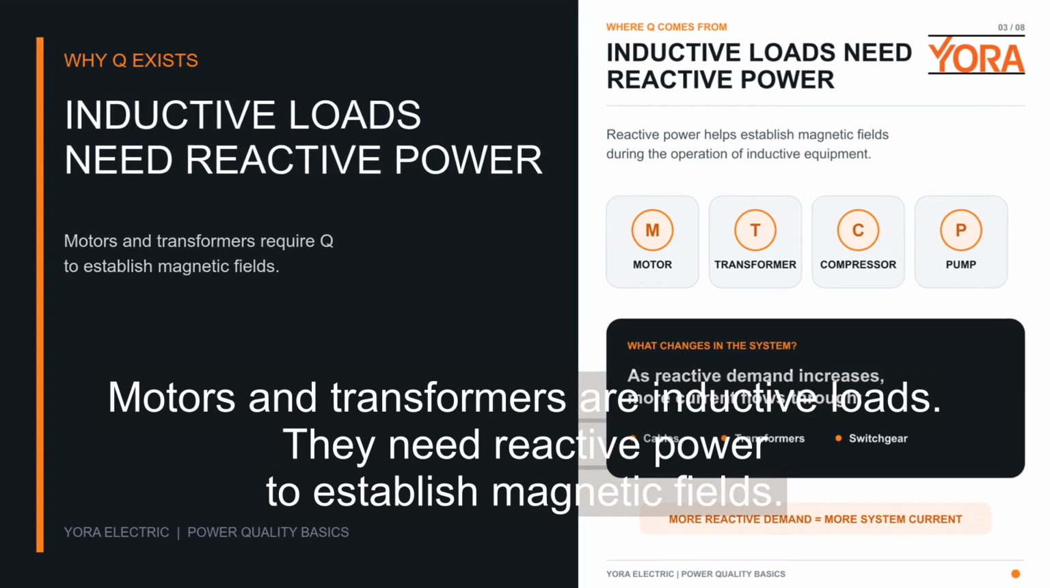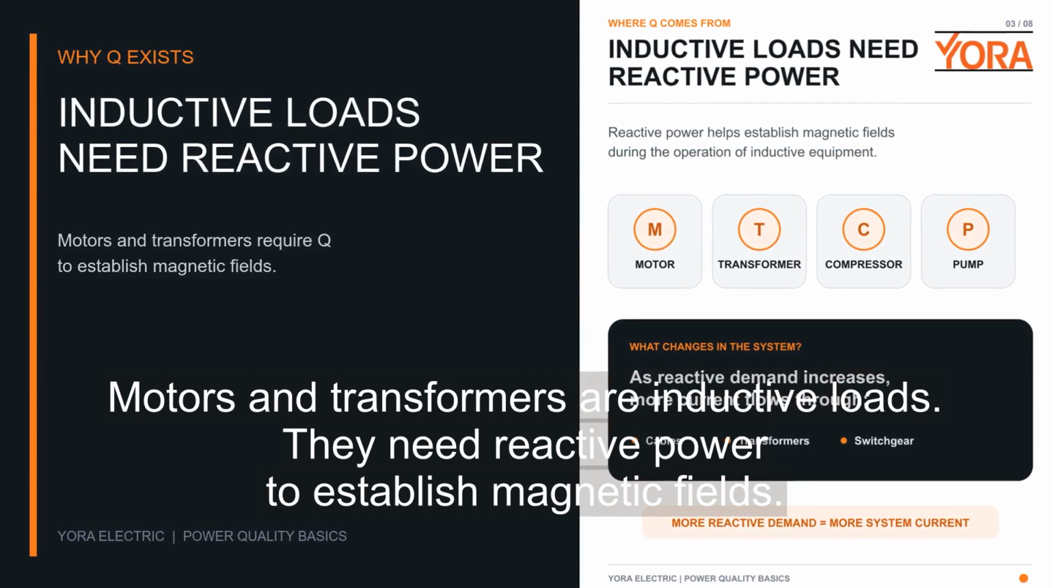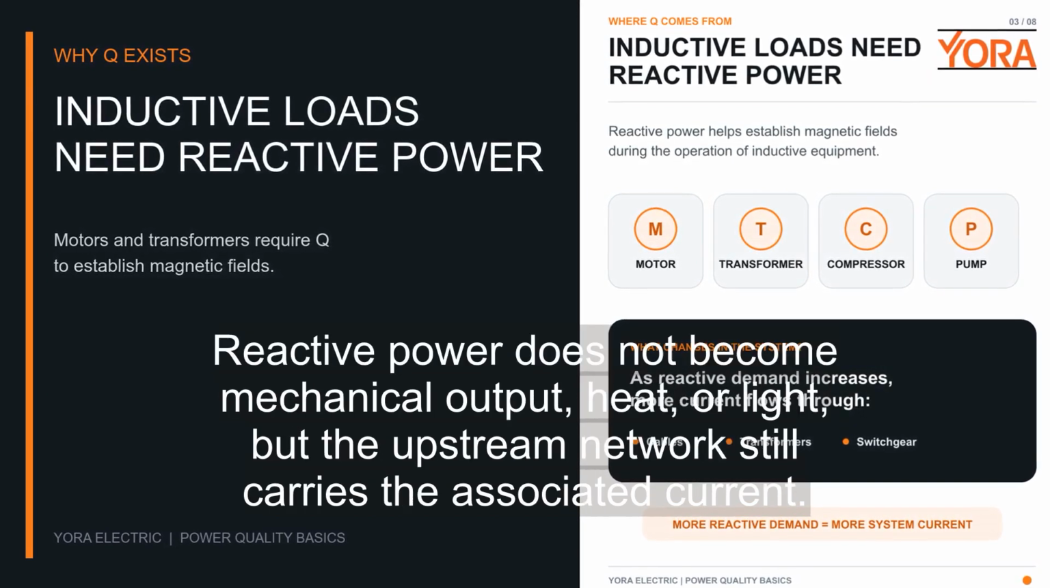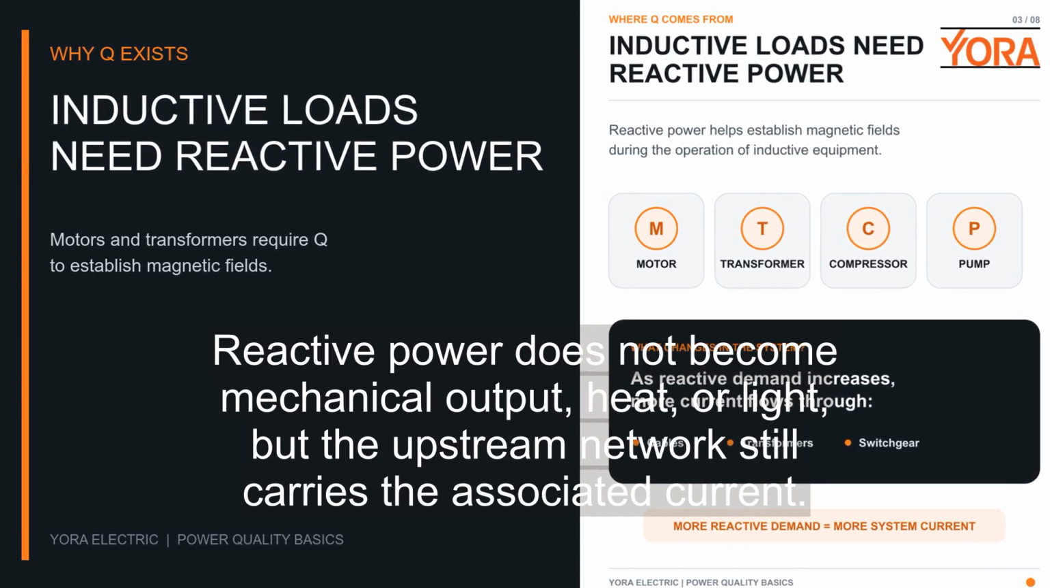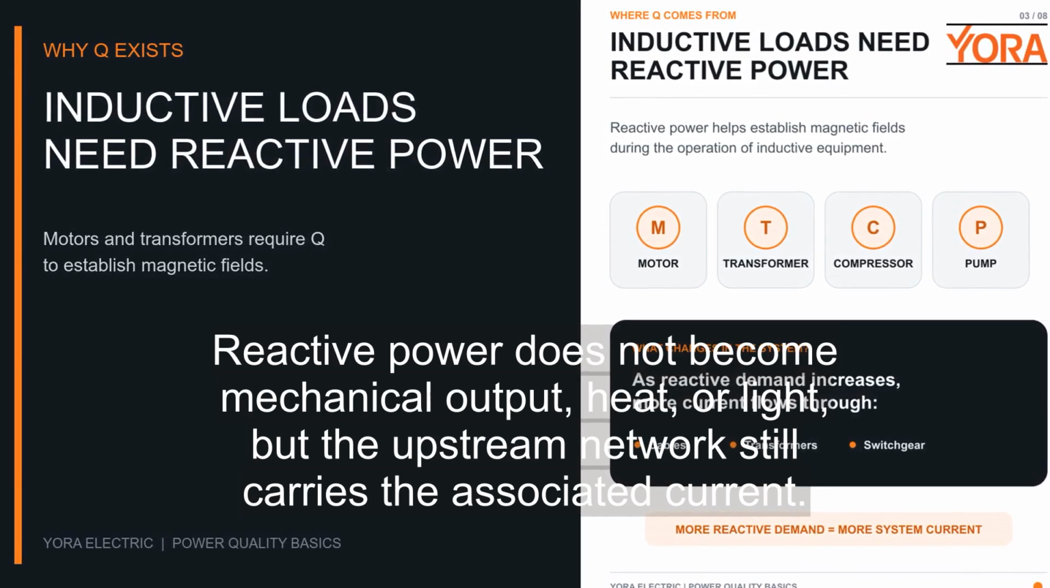Motors and transformers are inductive loads. They need reactive power to establish magnetic fields, even though that reactive power does not become mechanical output, heat, or light. The upstream network still has to carry the associated current.